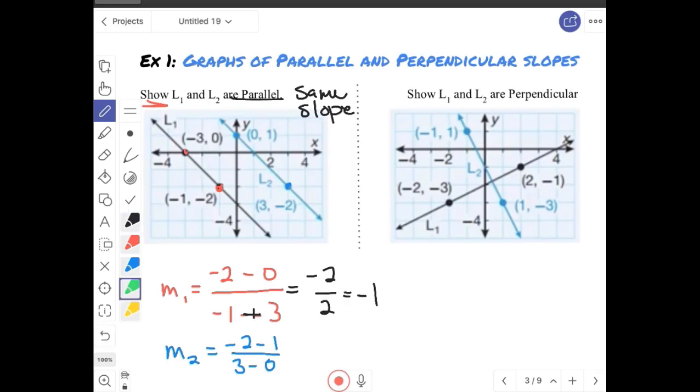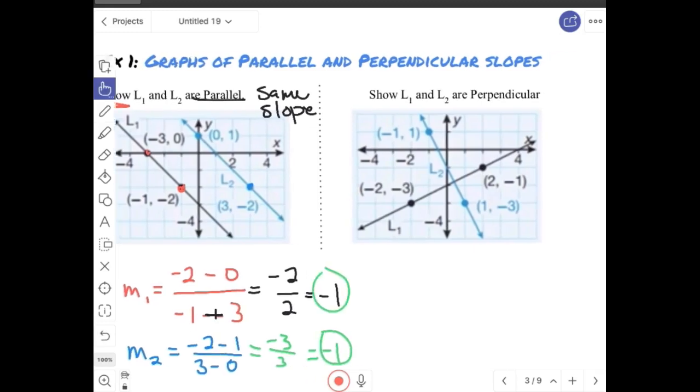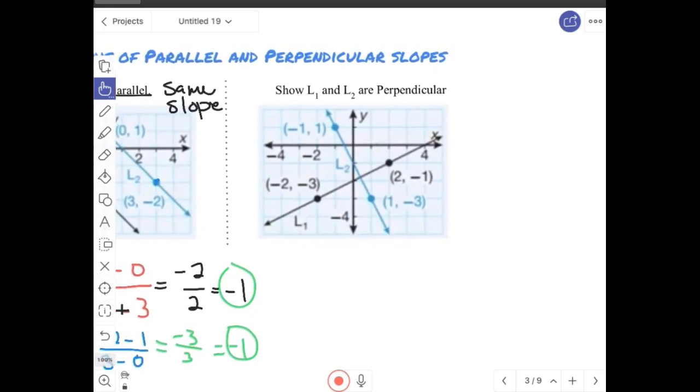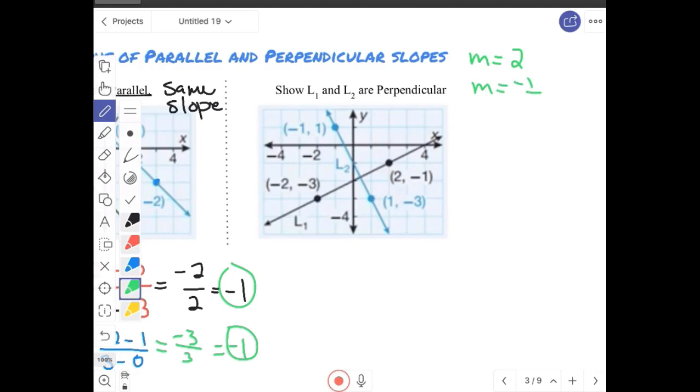Our other equation down here, we have negative 2 minus 1 is negative 3, and we have 3 minus 0 is 3, which is also equal to negative 1. So those slopes are the same, so we just showed that those two things are parallel. Now remember, for perpendicular slopes, those are opposite reciprocal. So just an example of that, if we had a slope that was 2, opposite reciprocal would be negative 1/2.